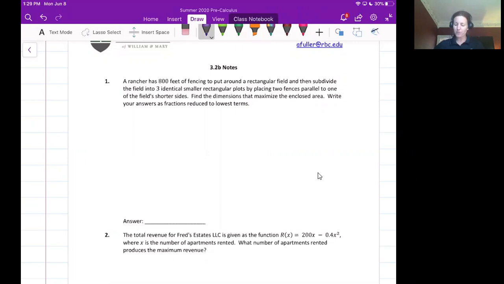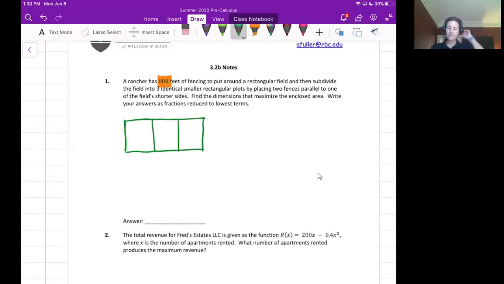So this first one, we have a rancher that has 800 feet of fencing to put around a rectangular field. So I would stop right there and draw a picture. This guy's got a rectangular field. He's going to subdivide the field into 3 identical fields by placing 2 fences parallel to one of the field's shorter sides. So this is the picture we've got.